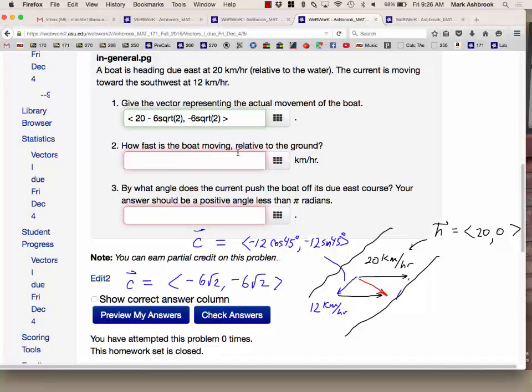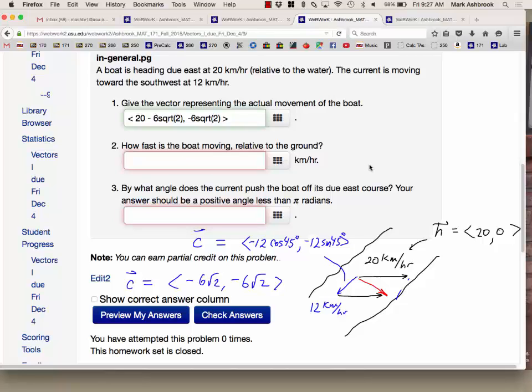So do you think it's going to be faster or slower than 20 kilometers per hour? Why slower? Yeah, the component of the current in the x direction is in the opposite direction. So there's some cancellation effect there, because that 20 is offset by the fact that the current is pushing in the other direction. The x component is in the opposite direction of the 20, so we expect that to be less than 20. Okay. All right. Now, important.